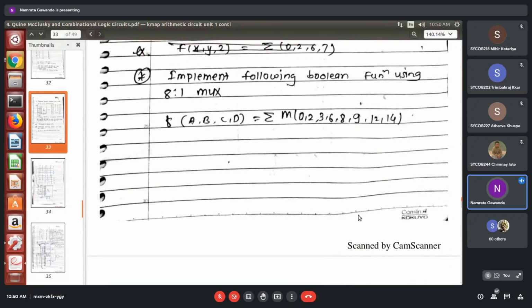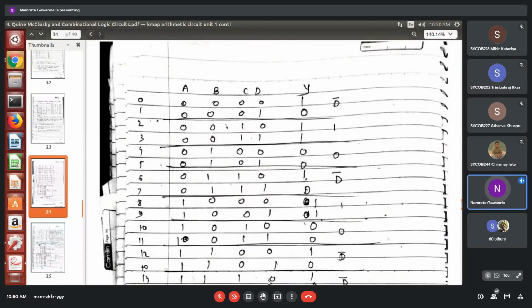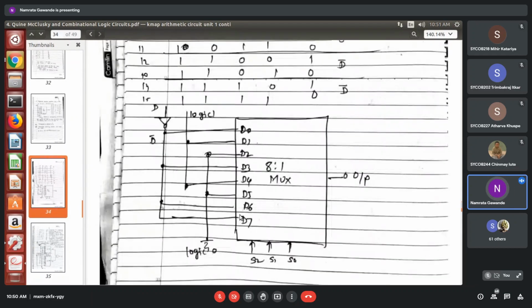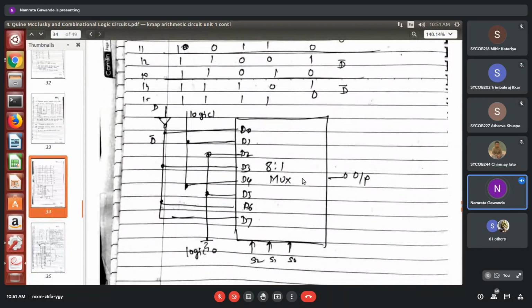If the expression contains 4 variables, you can reduce it in terms of an 8:1 mux using this particular technique. First you have to write the truth table, then make a grouping of 2 rows, then eliminate this D. In that case, you just have to check the output with D, and accordingly minimize that output. Once you get this truth table, you can implement the 8:1 mux.